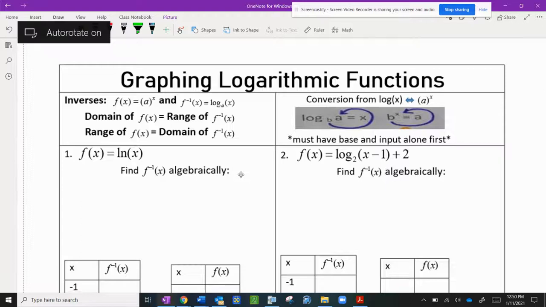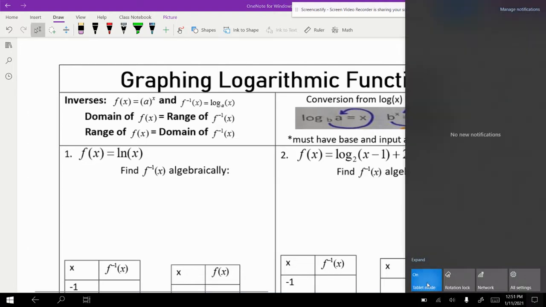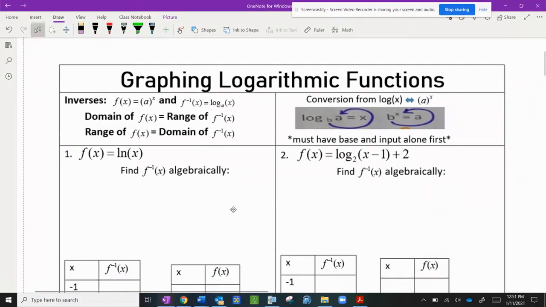Today we're going to be in the IMB and we're going to be working on graphing logarithmic functions. So the first thing that you want to notice is that these are inverses of each other. And I'll keep talking about that, but the domain and range of inverses are going to flip-flop.